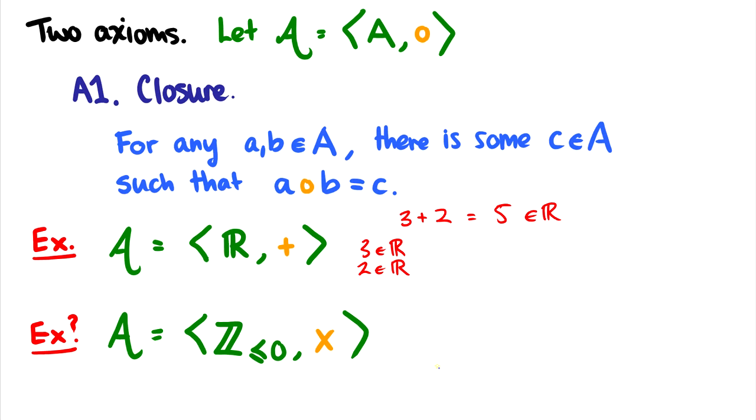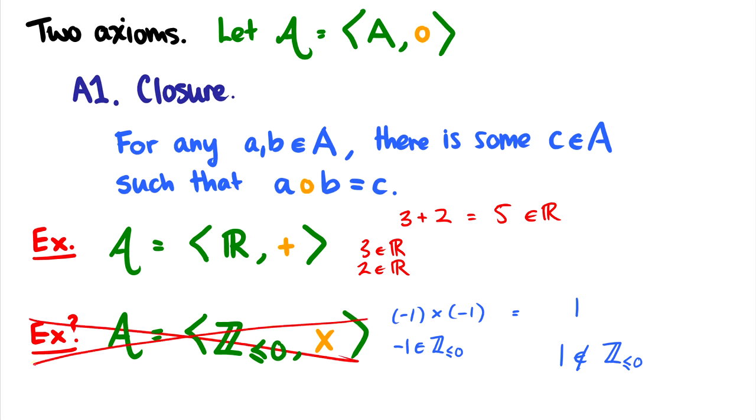However, what if I multiply two negative numbers together? What if I take -1 times -1? Well, -1 is an integer less than or equal to 0. Therefore, if this is an algebra, my output better also be an integer less than or equal to 0. However, -1 times -1 is 1, and 1 is not an integer less than or equal to 0. Therefore, this algebra, in quotes, algebra, consisting of integers less than or equal to 0 and multiplication, does not satisfy closure. Therefore, this isn't actually an algebra.